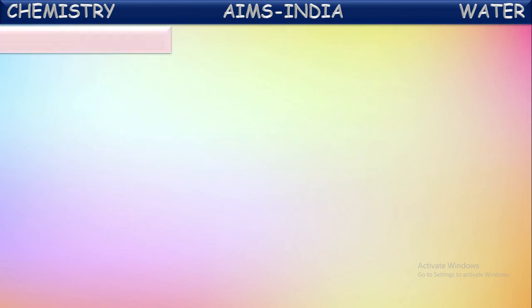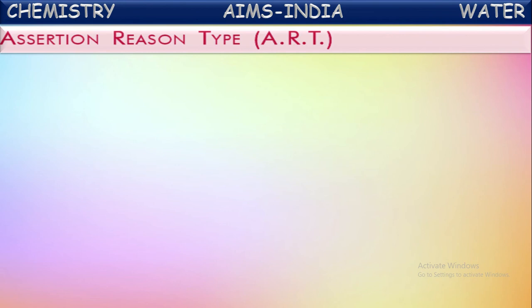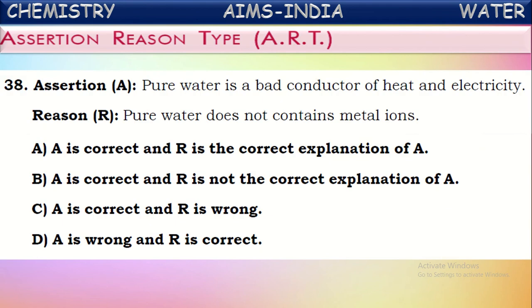Okay. Next, assertion reason type questions. See the first question now. Assertion: pure water is a bad conductor of heat and electricity. Reason, what they have given: pure water does not contain any ions or metal ions in it. Yes, it is correct. Pure water cannot conduct electricity because it does not contain any ions in it.